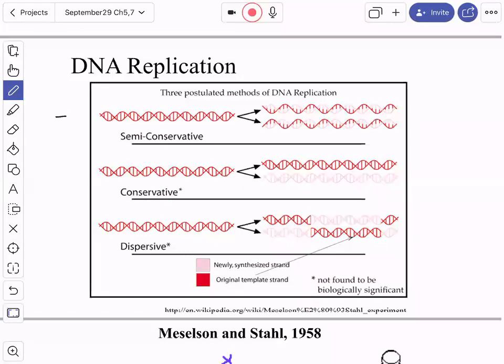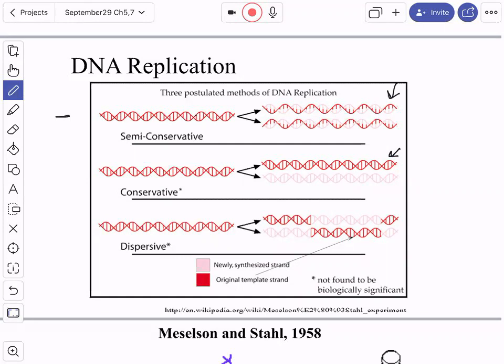So the 3 hypotheses at the time were that replication is semi-conservative. That means in the daughter DNA, one strand of the old was conserved, and then there was a new strand. Okay, in black and white, the next few slides are going to be a little harder to figure out. Conservative replication means that the original strand was conserved, and then one of the daughter strands was totally new, made from that old strand.